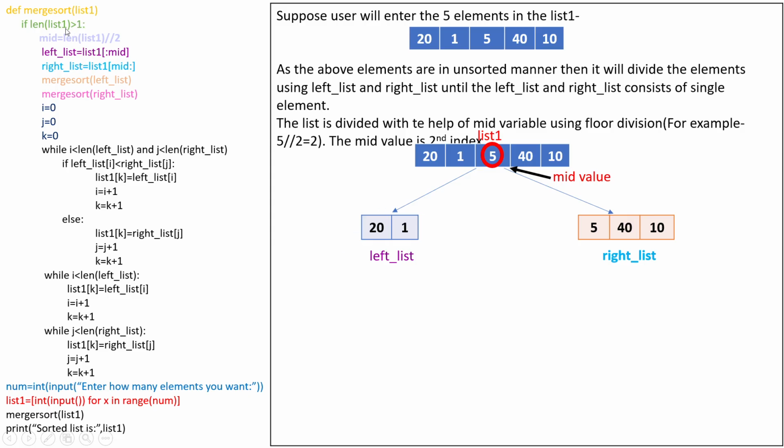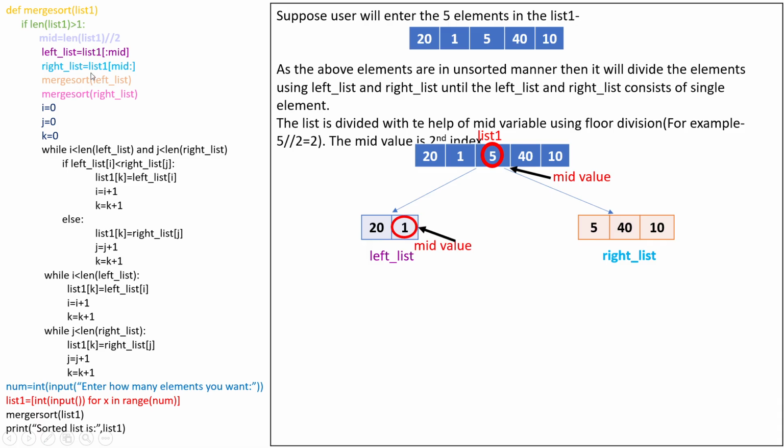So left list, if length of left list greater than 1, is left list greater than 1? True. How true? Because left list consists of two elements over here. Is 2 greater than 1? True. It will go inside the if condition. Mid equal to length of left list divided by 2. Length of left list is 2, 2 divided by 2 becomes 1. So at my first index, there will be my mid position.